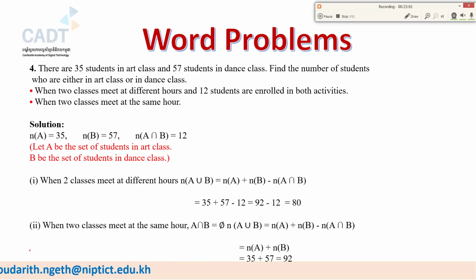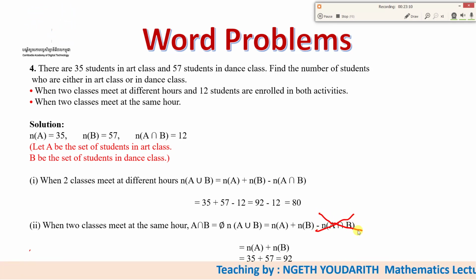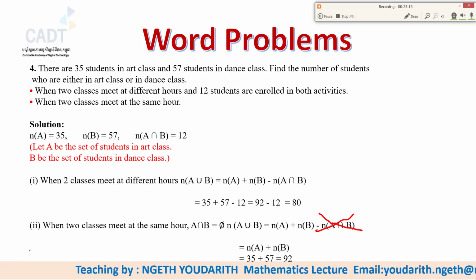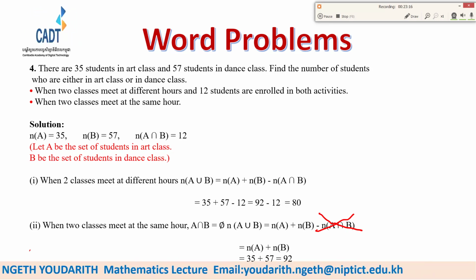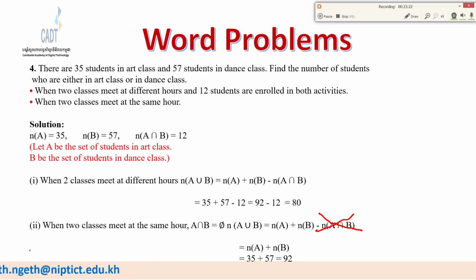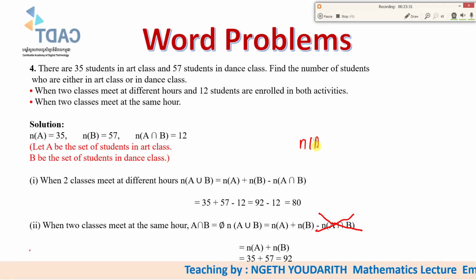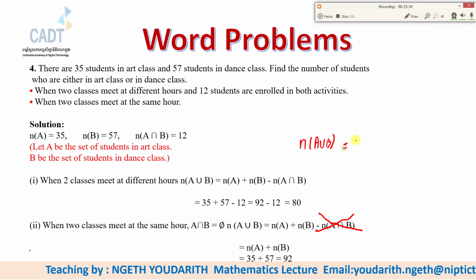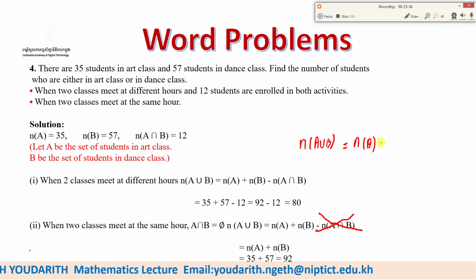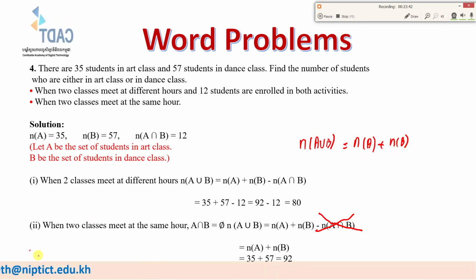So we got N(A intersection B), sometimes we can cross it out because this is a disjoint set or disjoint classes. It means that the classes are different, and the students cannot join each other. So the cardinality of A intersection B is equal to 0. So we just use the property that N(A union B) is equal to N(A) plus N(B). This is our property.